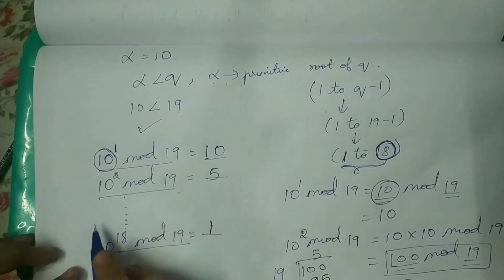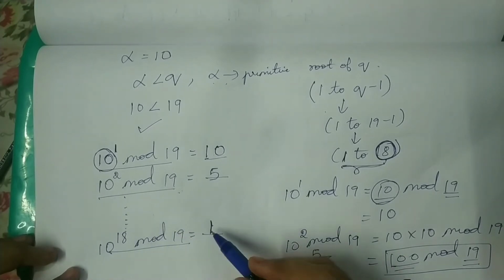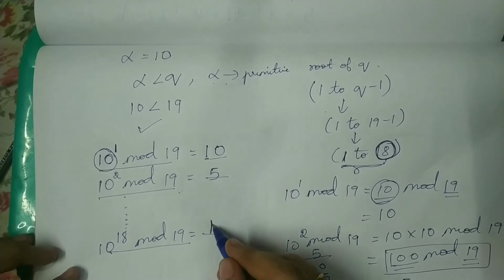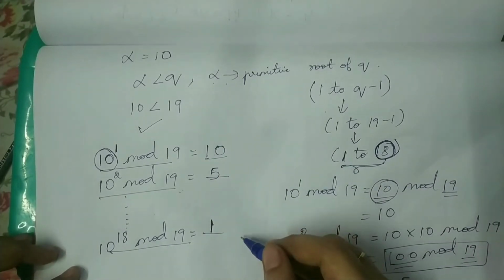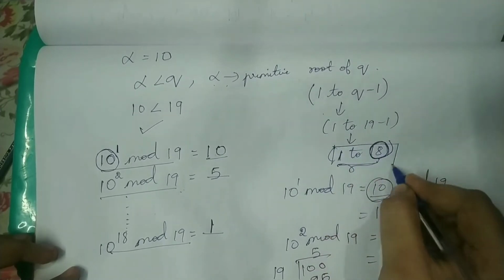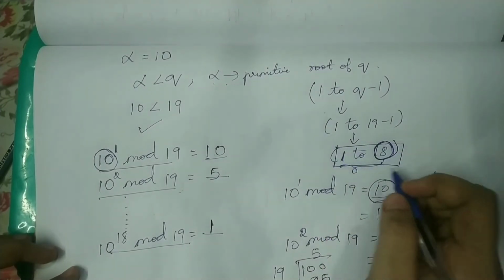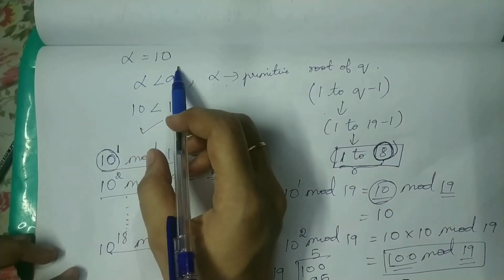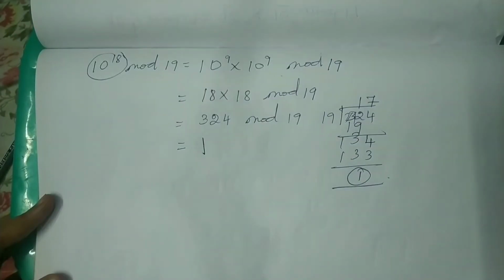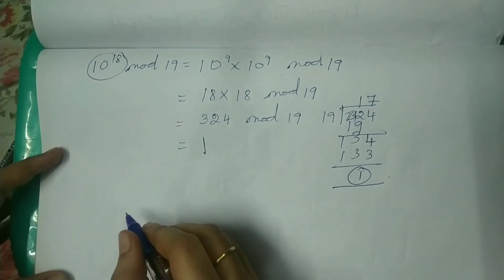So if you find all the values, you'll get the answers from 1 to 18. You'll get all the answers from 1 to 18 that is present in this range. So therefore I can choose the value of alpha as 10. So now let us proceed with the steps.